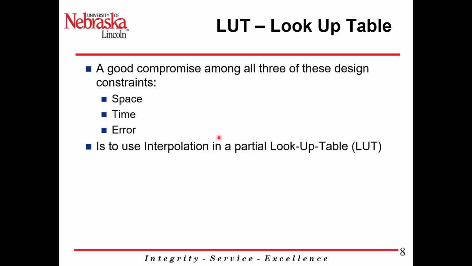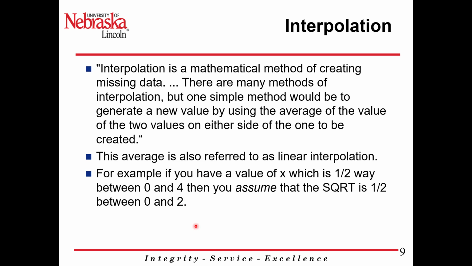So, depending on how you design this table and how you're going to use it, you could use these three design constraints to figure out space, time, how long you want it to take to calculate, how much space you have to use, and the percentage error that you want to introduce into your calculations. We're basically going to use interpolating the values between the partial values in our lookup table. This interpolation is going to be a mathematical method of creating missing data in the table.